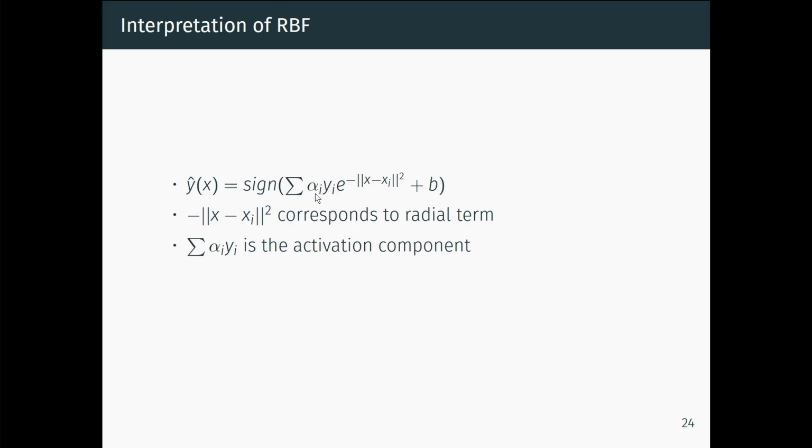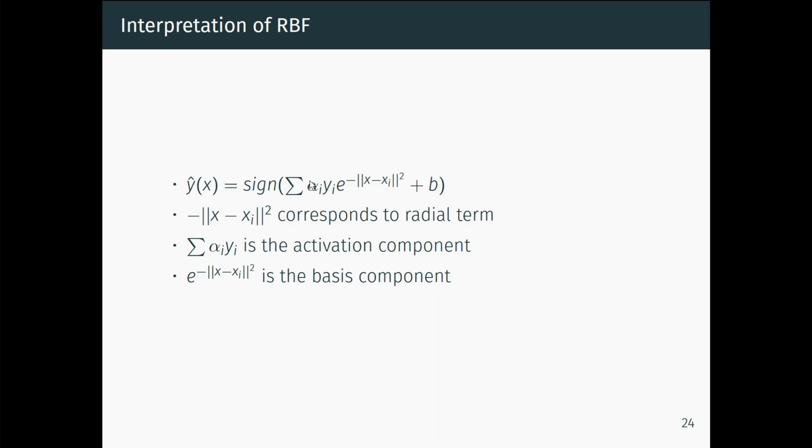The second component, alpha yi, is the activation component. So if alpha i is 0, then irrespective of how close or how dissimilar these points are, this particular term will not contribute to the prediction, right? So basically you're saying that the activation is absent in this case. And the final term is the basis. So you can think of it in terms of there being an activation and there being a basis. You think of there being multiple basis vectors and each of them is contributing to some extent. That contribution is quantified using the activation.